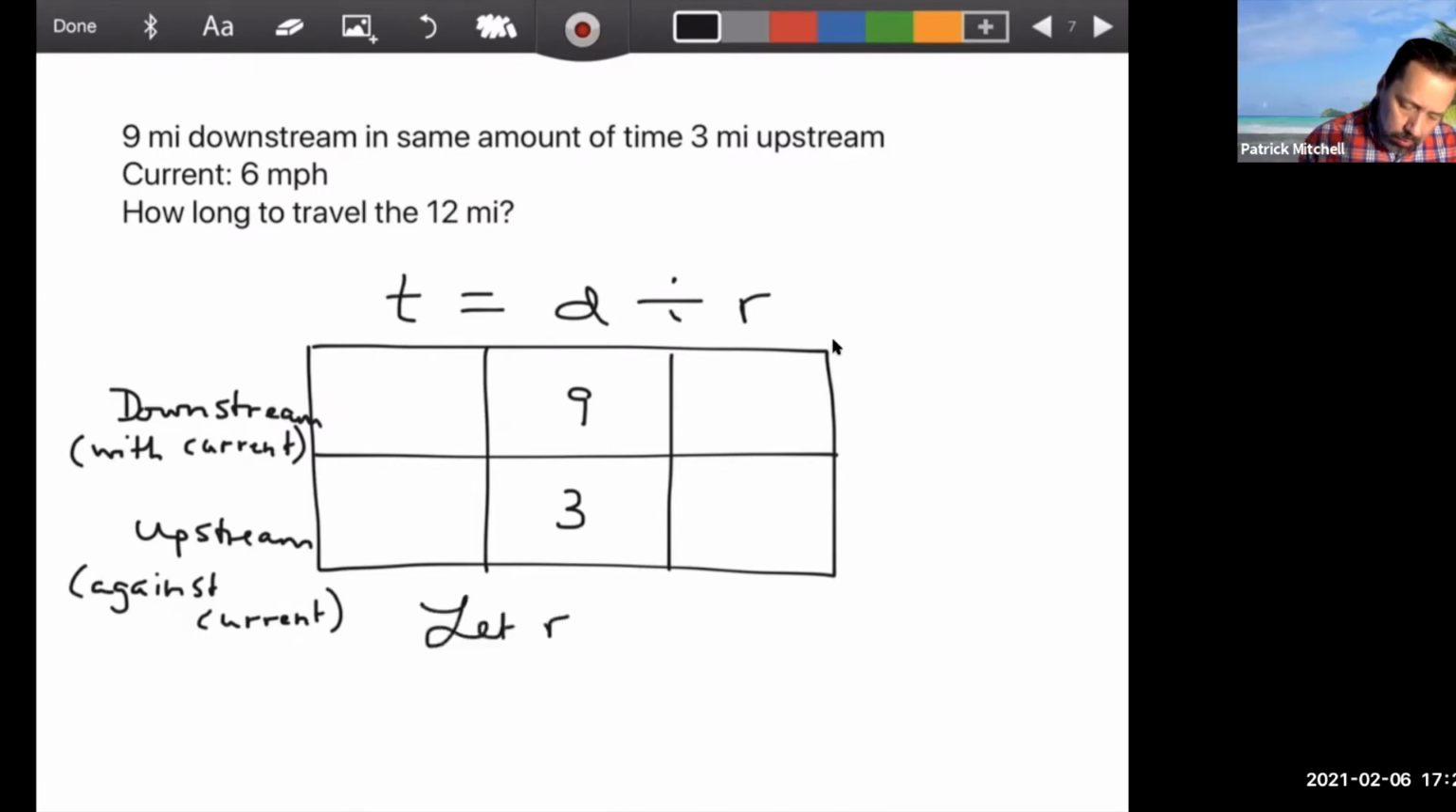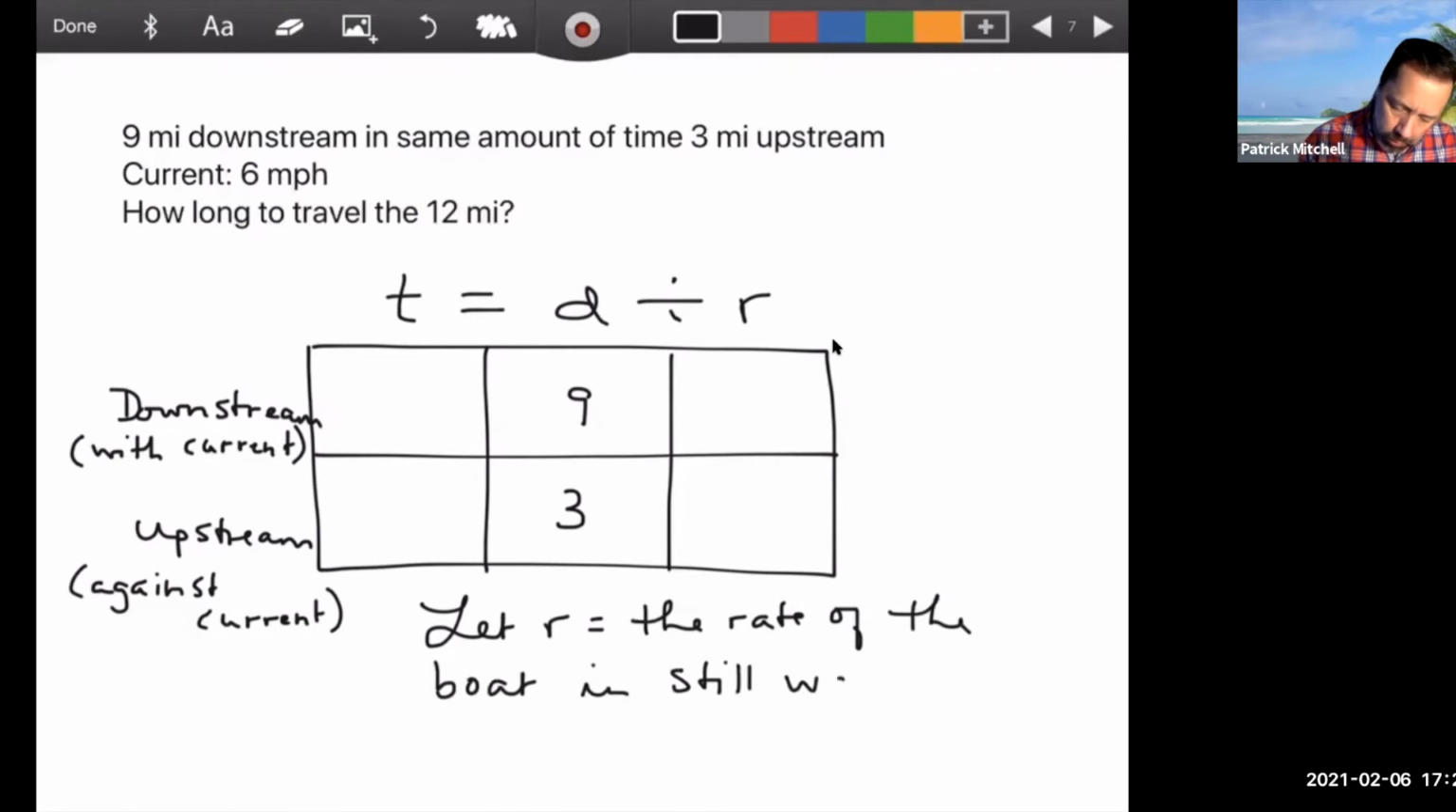Let r equal, of all things, the rate of the boat in still water. So if there was no current, okay? Now I'm going to do something that you might find a little odd, but I always do this in front of a face-to-face class, and I have a lot of fun doing it.